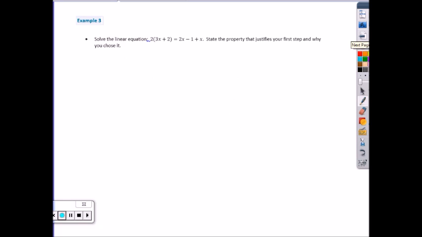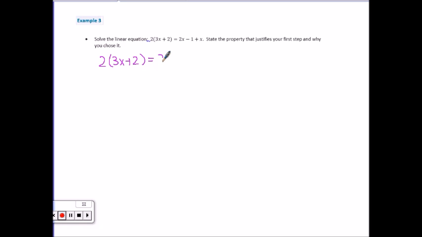And our last example, example 3, we're going to solve the linear equation 2 in parentheses 3x plus 2 parentheses equals 2x minus 1 plus x. And we're going to want to make sure we state the properties that justify our steps and why we chose it. So let's start by writing out our equation. And as you can see, we do have variables on both sides, and we have more than one set of variables. So looking back at our list of rules, we could do a couple things.